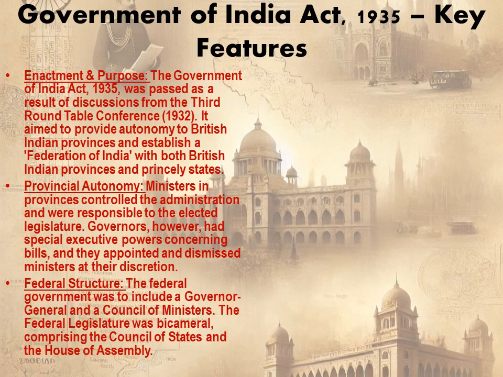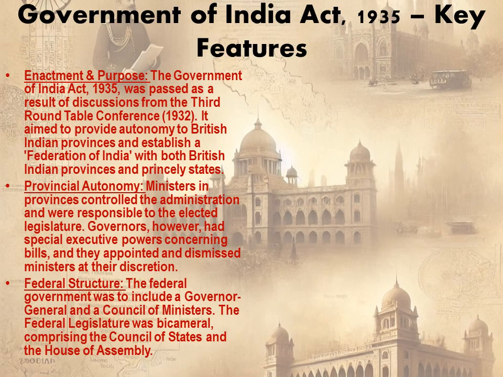Federal structure. Federal structure means the country or the territory will be divided into different regions, and those regions will have their own government. The federal government was to include a governor general and a council of ministers. The federal legislature was bicameral, comprising the Council of States and the House of Assembly. So the legislature was bicameral, meaning there will be two houses. Even now the Parliament of India is bicameral, just like we have Lok Sabha and Rajya Sabha.